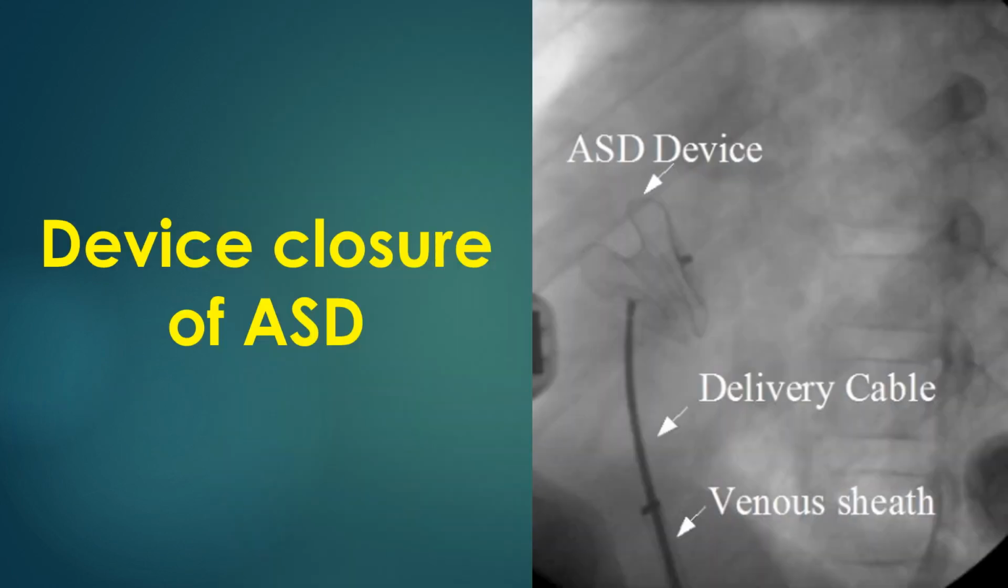Fluoroscopic image showing device closure of ASD. Two discs of the device with a small waist in between are seen. One disc is in the left atrium and another in the right atrium. The delivery cable and venous sheath are seen below. Once the position of the device is confirmed by TEE, the device is released in situ.